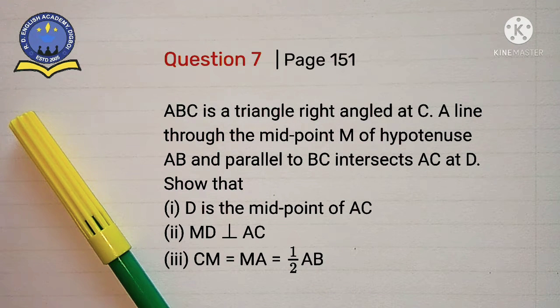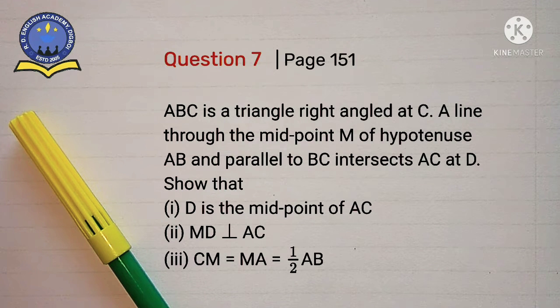ABC is a triangle, right angle at C. A line through the midpoint M of hypotenuse AB and parallel to BC intersects AC at D, and we need to prove three things. First, D is the midpoint of AC. Second, MD is perpendicular to AC. And third, CM is equal to MA, or we can say AM is equal to half of AB.